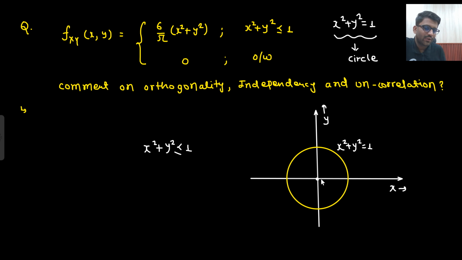So if you put x equals 0, y equals 0, what will you get? 0 plus 0 should be less than 1. 0 is less than or equal to 1. Is it satisfying? Yes. That means this particular region will come into action.